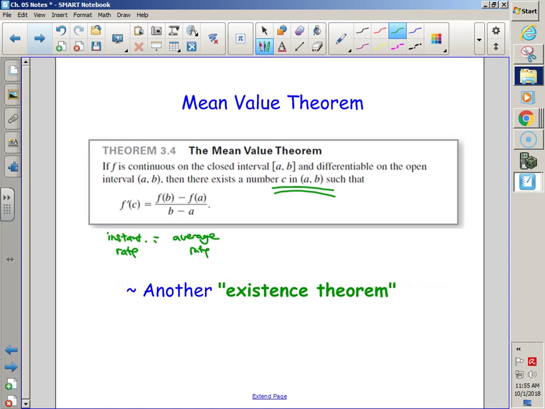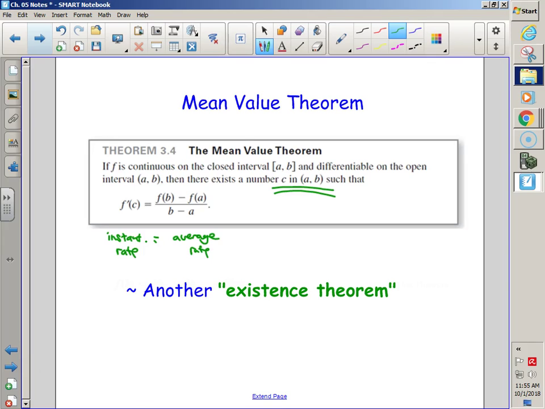MVT, it was a forever card. Wait, what's the special case of MVT? Why aren't we talking about that? Last year we started with that. Rolle's. Rolle's says... it's a guy's name. He figured out the specific application, then it was generalized later to be MVT. If f of a equals f of b, if the endpoint equals the other endpoint, there must be a place where f prime of c equals 0 in between.